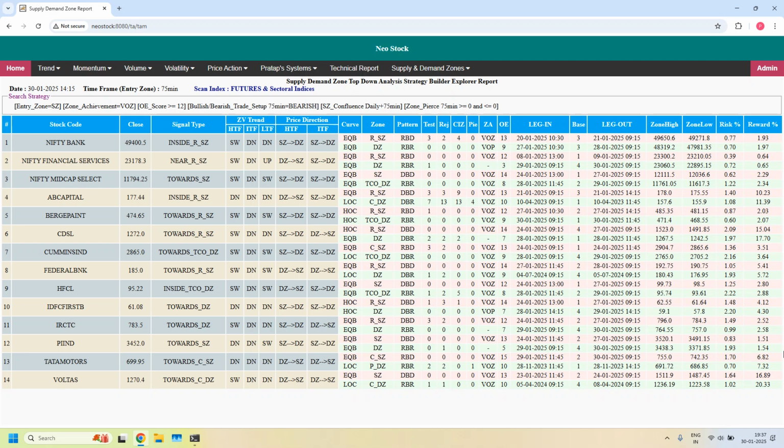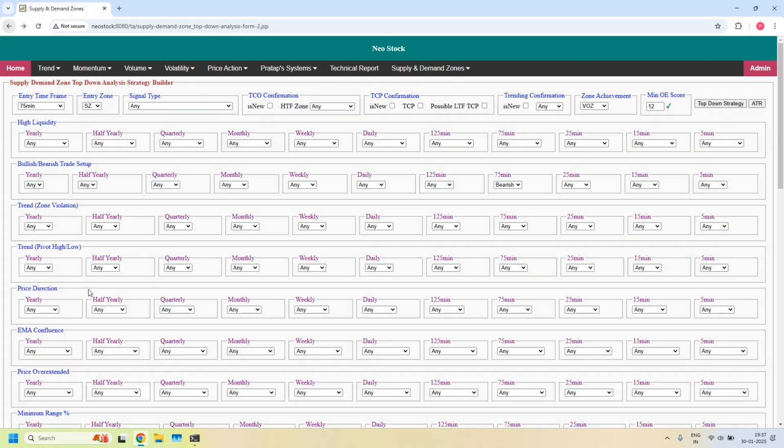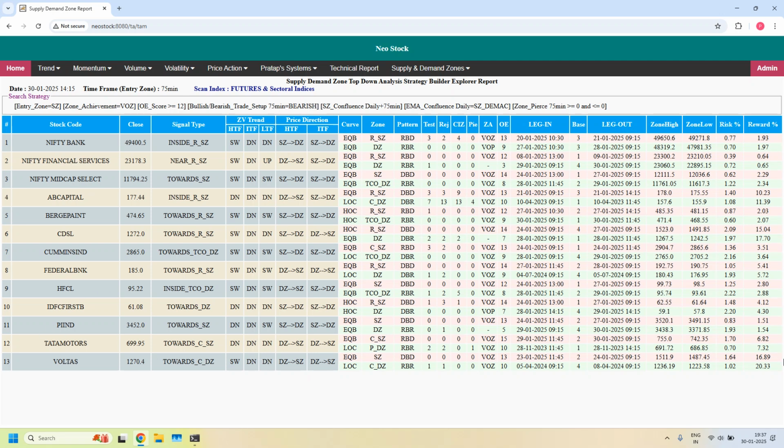Out of these 14, how many daily supply zones are having daily EMA confluence? Let us find out. Because the 75 minute supply zone is part of the daily supply zone, we are looking into the daily supply zone. So in the EMA confluence at a daily time frame, setting the filter daily supply zone having daily EMA confluence. Out of 14, 13 stocks are filtered. So these 13 are high probability trade setup supported zones.